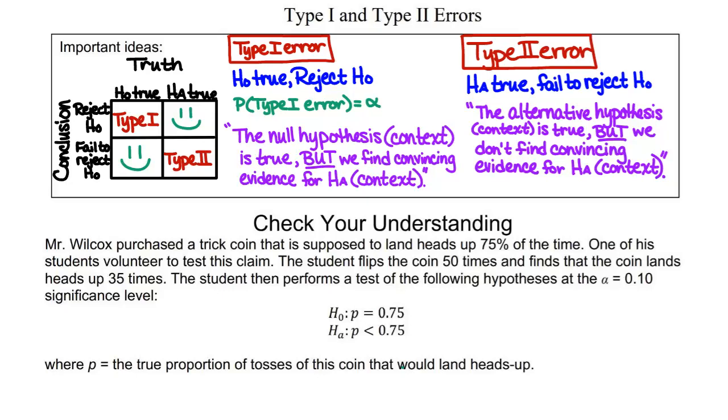A type 2 error, the Ha is true, and we failed to reject the Ho. The alternative hypothesis is true, but we don't find convincing evidence for Ha.